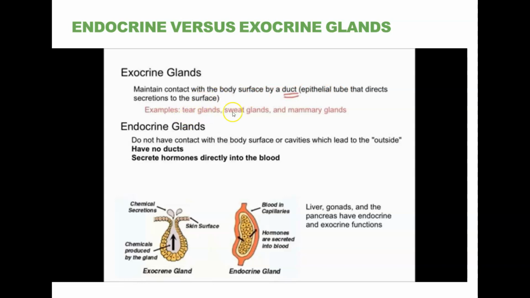That can be an external surface, or an internal surface, like the digestive tract or the lungs. You have exocrine glands in the lungs that produce mucus, which is the mucus that you cough up. Well, that's released onto an epithelial surface.